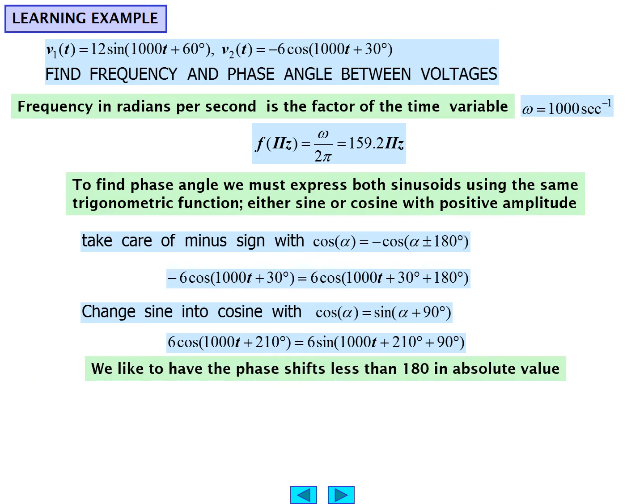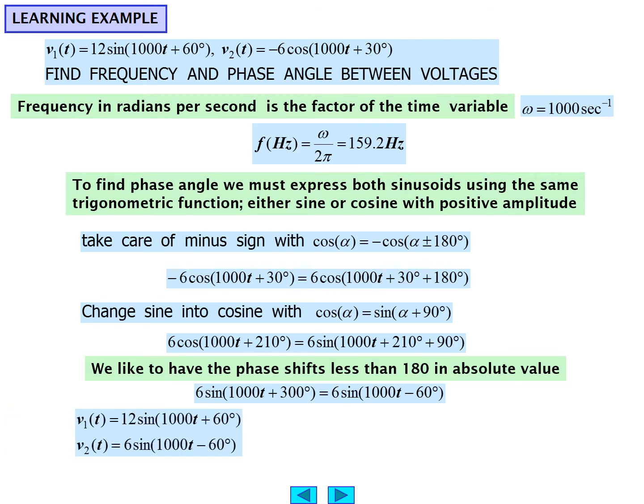We like to have the phase shifts less than 180 in absolute value. That's not a hard and fast rule, but it's a good operational rule. So we can use the trigonometric identity 6 sine 1000 t plus 300 degrees, which is what we got just above, is equal to 6 sine 1000 t minus 60 degrees.